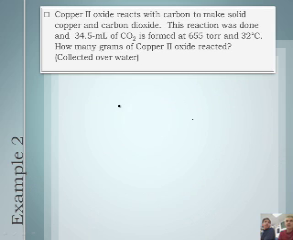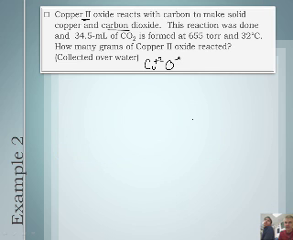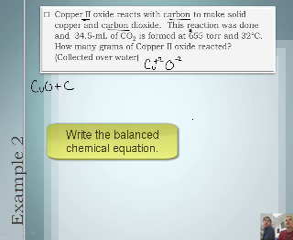Example number 2. Copper(II) oxide reacts with carbon to make solid copper and carbon dioxide. We've got to write a balanced equation. Copper(II), Roman numeral. What does that mean? That's the charge. Cu plus 2. Oxide is O negative 2. With carbon, so we're going to have CuO plus carbon to make solid copper.